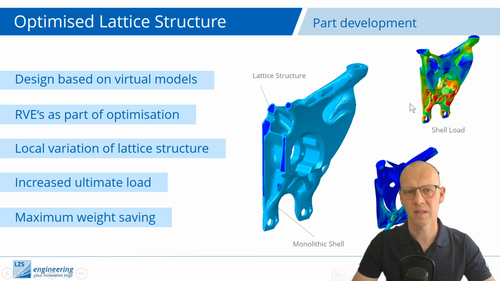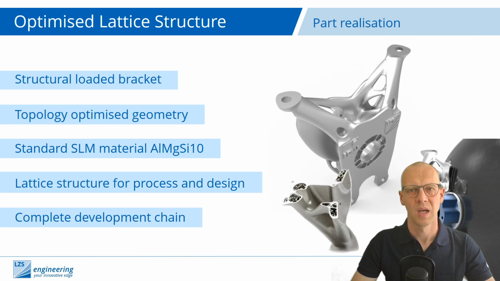In that case here, the ultimate load was increased by the factor of 3, so that's really a lot, and it ends up in the maximum weight saving for this project. And here you see we in the end also did the real life test. We did 3D printing together with the IFW, and had now this structural loaded bracket.